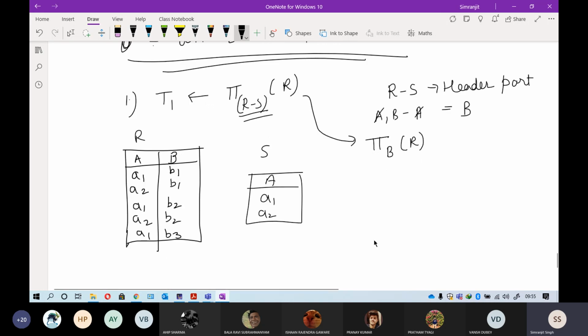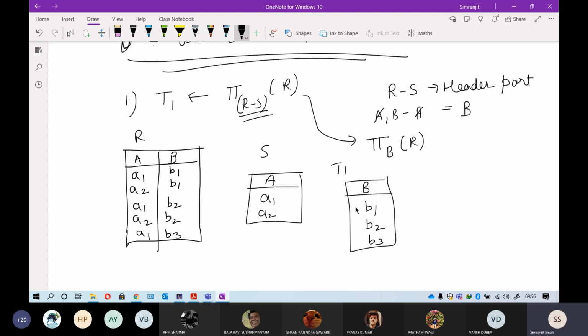Projection means that there will be no duplication in this one. So the answer for T1 will be B: B1, B2, B3. You cannot write B1, B1, B2, B2, B3, because in projection, if you remember, duplication is not allowed, since it is based on set theory. So the answer for the first step will be this. Very simple.